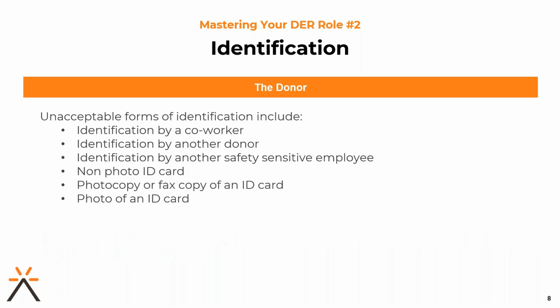Unacceptable forms of identification: coworkers. Johnny coworker can't say, yep, that's Rainwater, go ahead and go. It has to be that supervisor or other donors. If you have just a business card, that's not acceptable. It has to have that photo ID.